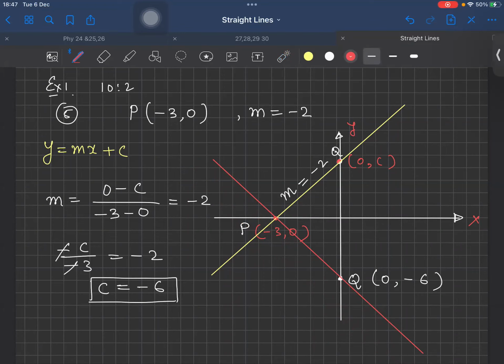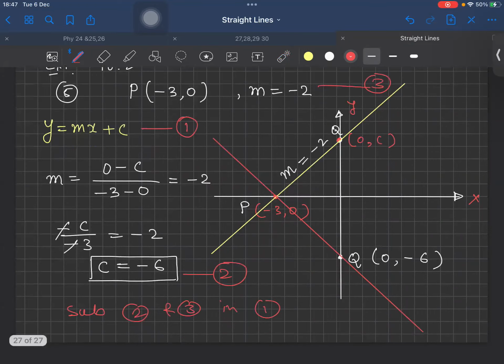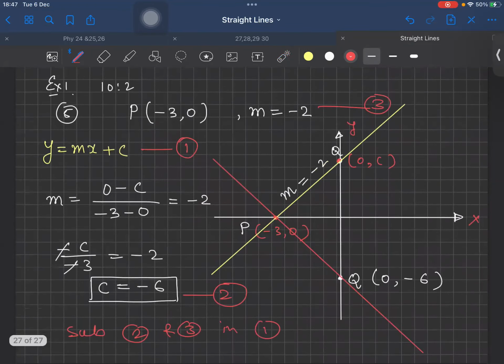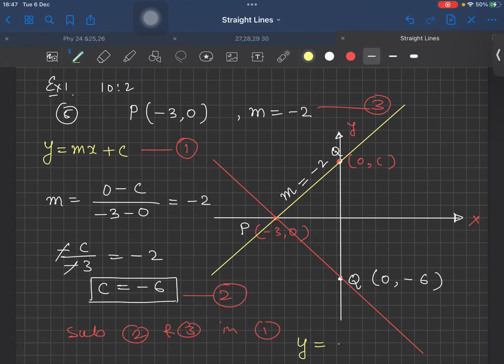Now we just substitute in this equation: 1, 2, and 3. Substitute 2 and 3 in 1. What will you get? Y is equal to m x plus c. M is how much? -2. C is how much? -6. So this is the equation of the line. Got it? It is easy, no?